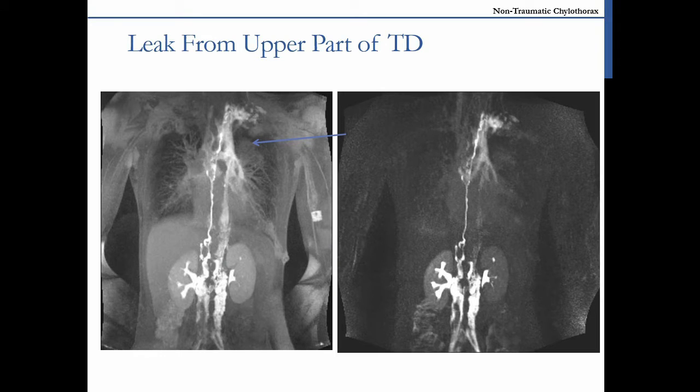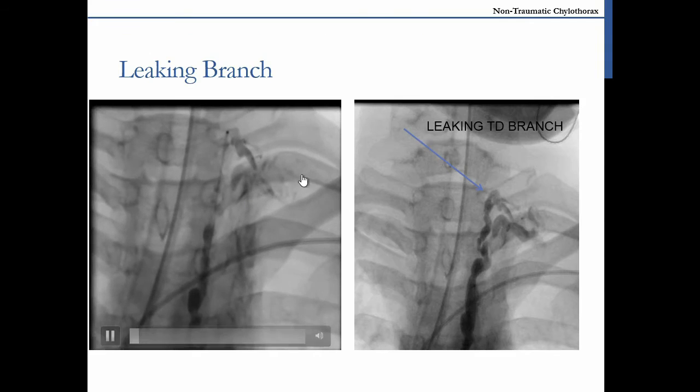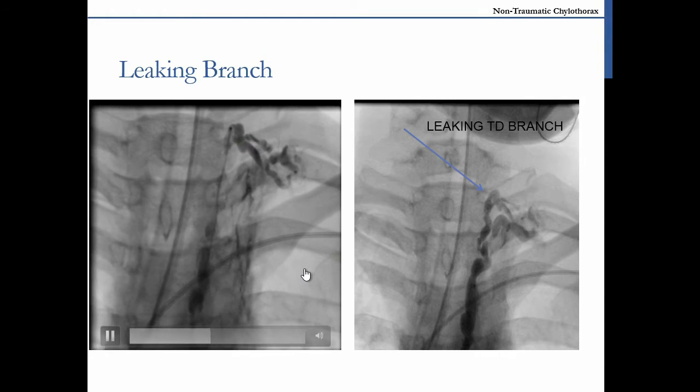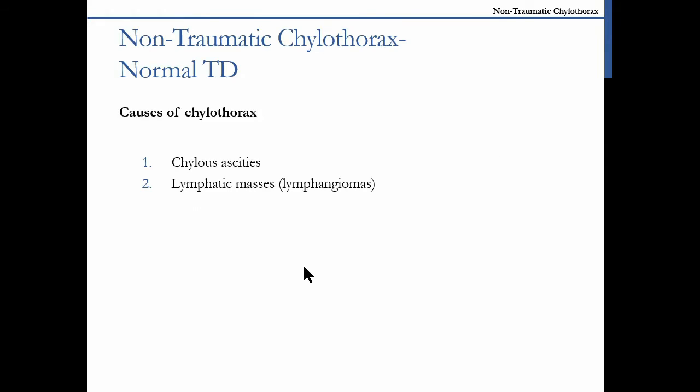This is an absolutely healthy 22-year-old who suddenly developed massive chylous effusion. We do MRI, and you can see a clear leak from the upper part of the thoracic duct into the pericardium. Here it's the same patient. We see it selectively in this branch, and you can see the contrast go all the way down into the pericardium. Embolization cured her.